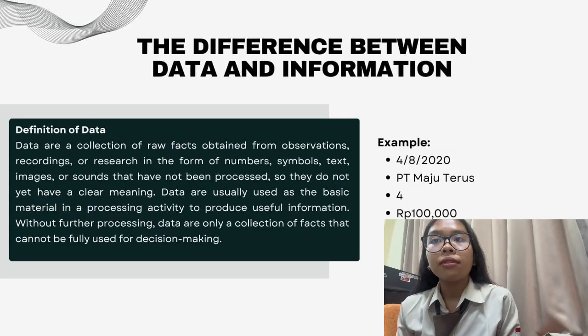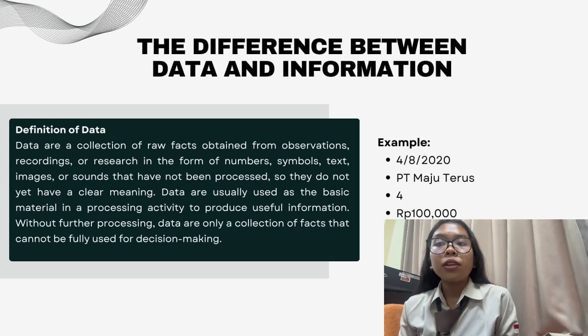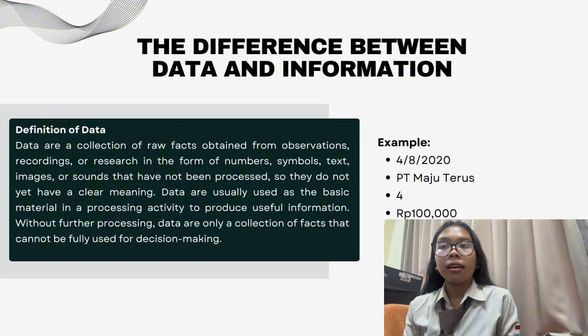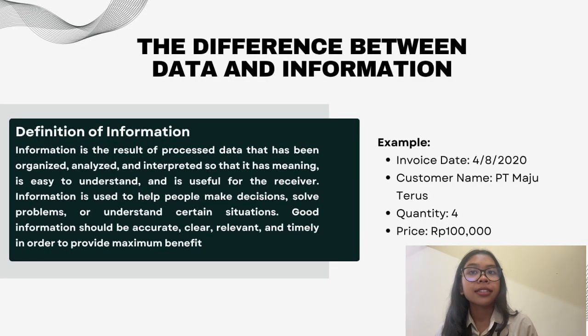For example, data is PT Maju Terus, April 18, 2020, 100,000 rupiah. And the next is information. So, the definition of information is the result of processed data that has been organized, analyzed, and interpreted so that it has meaning, is easy to understand, and is useful for the receiver.